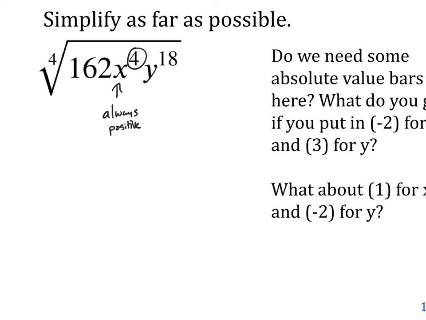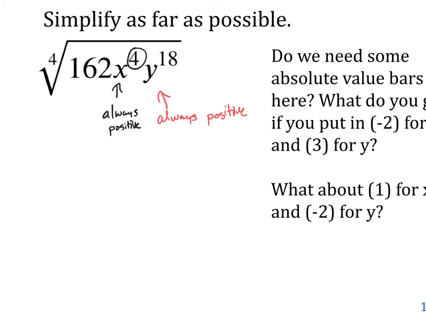So this x to the fourth is always going to be positive. We need to make sure that our x to the fourth is going to be a positive number when we take it out of the radical. This y to the 18th is also going to be always positive. So we'll see if we need to do something with that also. Okay, so let's see what happens here.